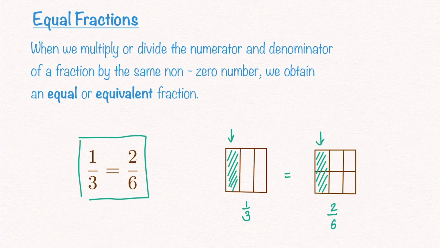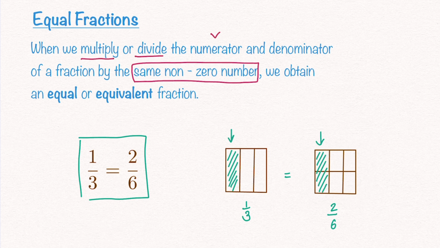Now, the definition of equal fractions says that when we multiply or divide the numerator and the denominator of a fraction by the same non-zero number, we obtain an equal or equivalent fraction. And this is what it means. We have a same non-zero number, first of all, and we're going to either multiply or divide both the numerator and the denominator of the fraction. And when we do this, we're going to have our equivalent fraction.